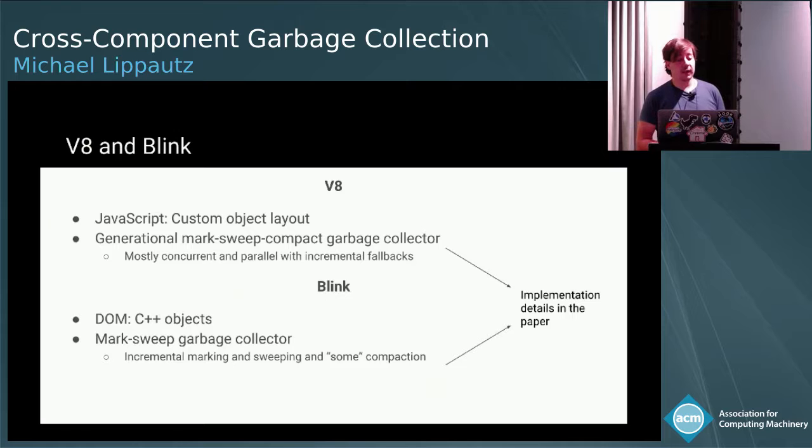And in Blink, we actually have a very simple mark sweep collector that is doing incremental marking and sweeping, and some compaction on specific object types where it's simple. There are more implementation details in the paper, and I'm happy to answer questions, but it's not relevant for this talk, so I'm not going to talk any more about the actual implementations here.